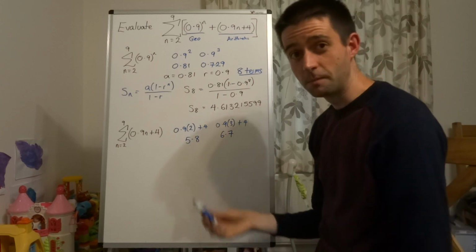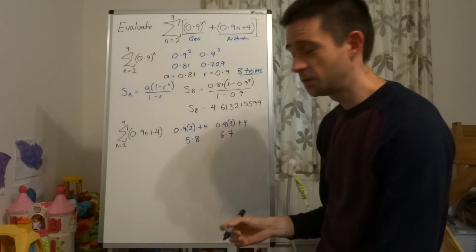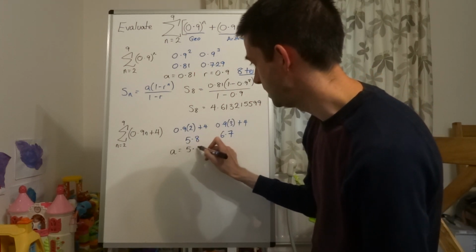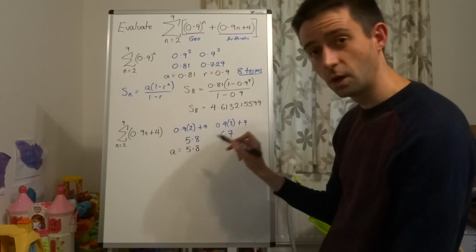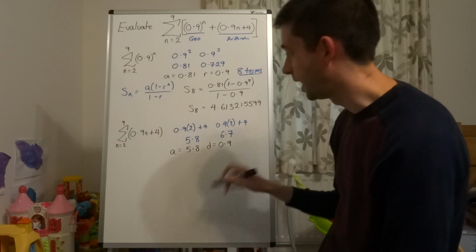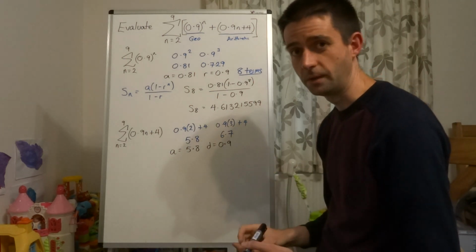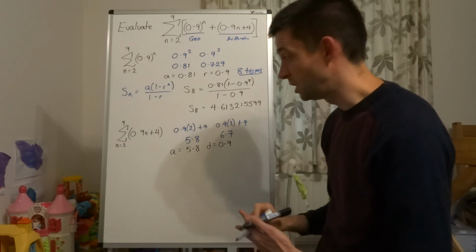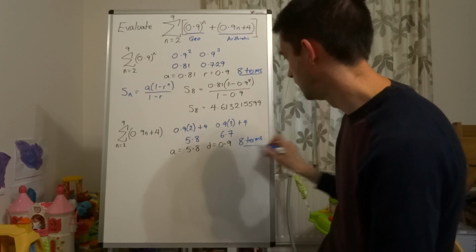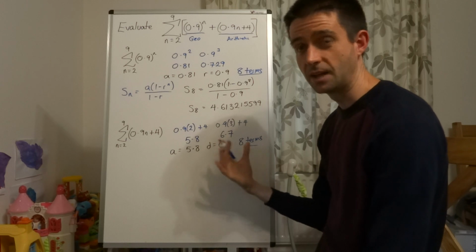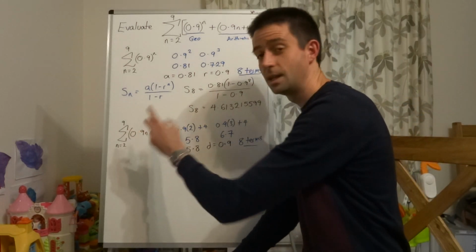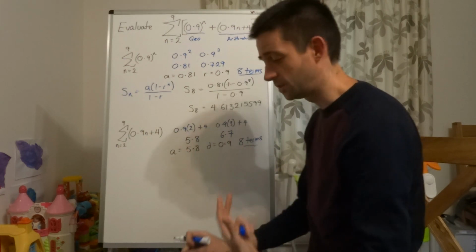Now this is an arithmetic sequence, not a geometric sequence. So a is still the first term, which is 5.8. But instead of a common ratio, we have a common difference, which is what the sequence is going up in, which is 0.9. And just like with the previous one, we have 8 terms, the logic being the same as with the previous one. If I start on 2 and go to 9, that's not 9 terms, that's only 8 terms.